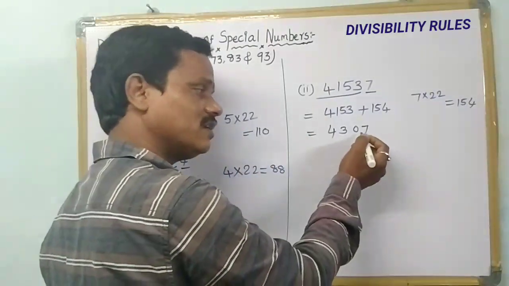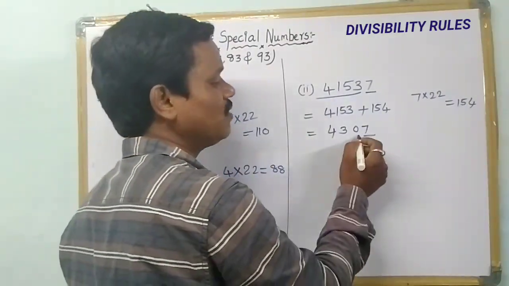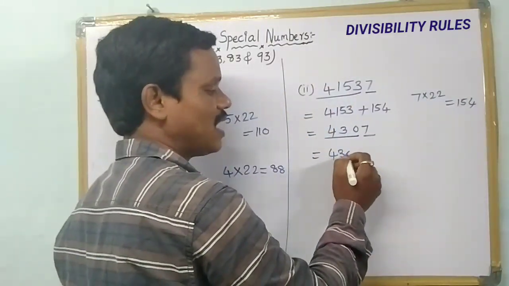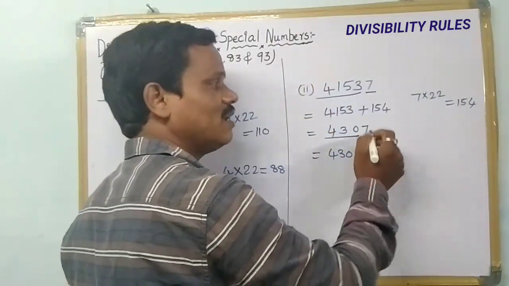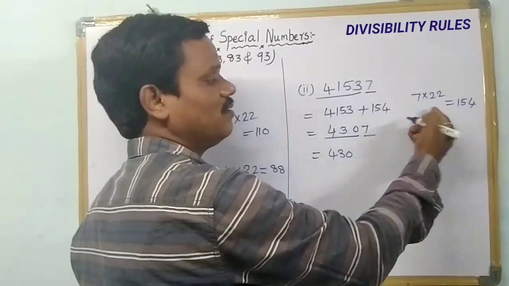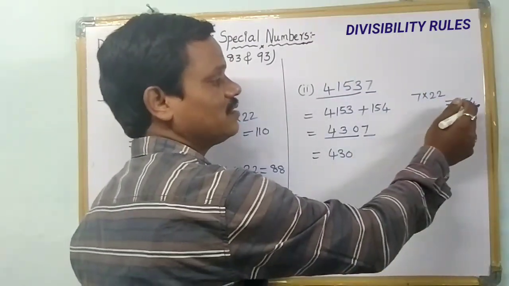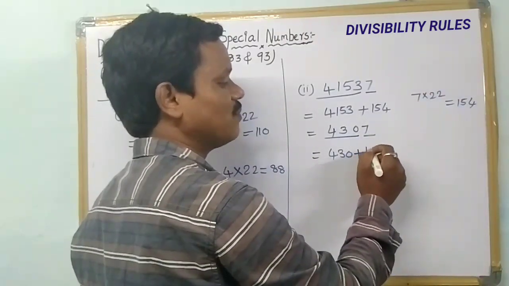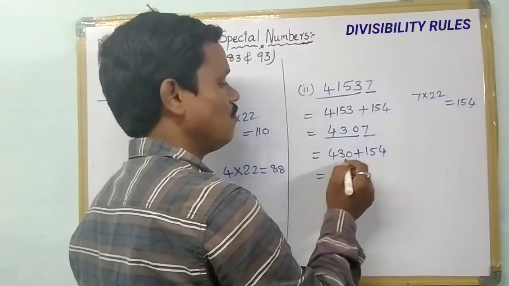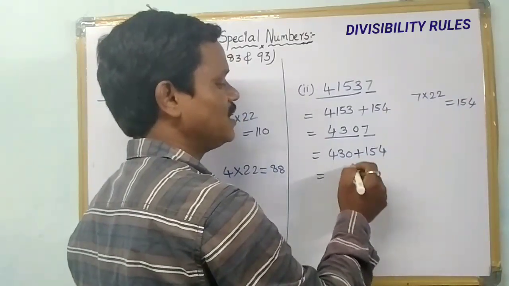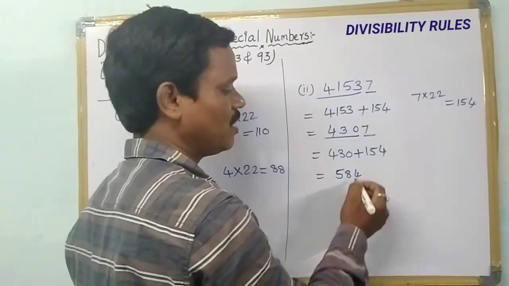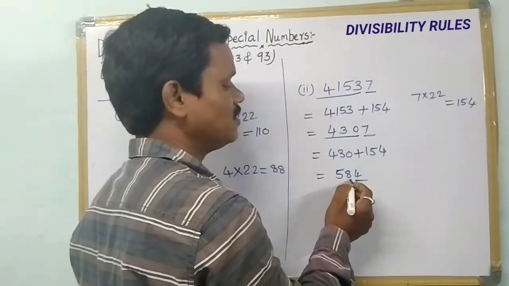Now again divide it into two parts. 7 is the first part, 430 is the second part. Write the second part, 430, as it is. Multiply the 7 by 22. 7 times 22 is 154. Add 154 to the second part. 4 plus 0 is 4. 5 plus 3 is 8. 1 plus 4 is 5. 584. Now this is the first part, this is the second part.